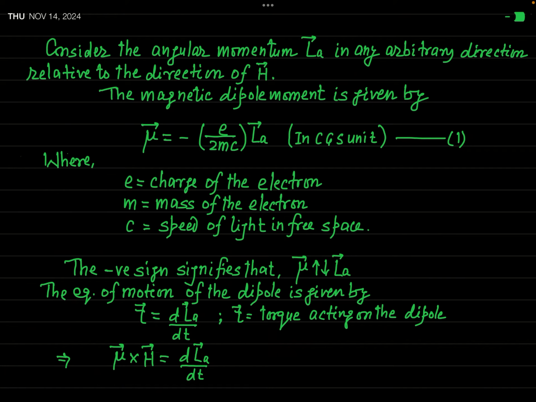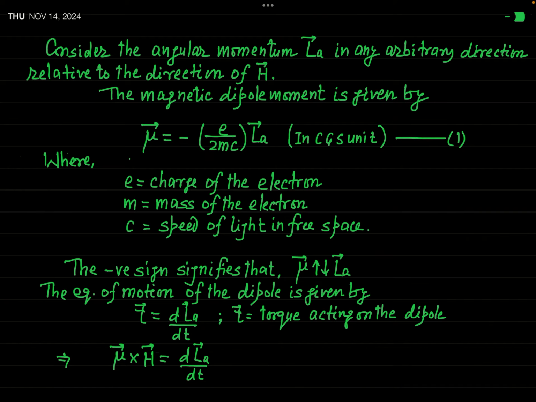If you watch my video of atomic and molecular physics in the chapter vector atom model, you will see that when an atom is subjected to an external magnetic field, there is a precession of the electronic orbit, which is called Larmor precession. And there you will find that the magnetic dipole moment associated with the motion of the electron and the angular momentum of the electron are related to one another by this relation.